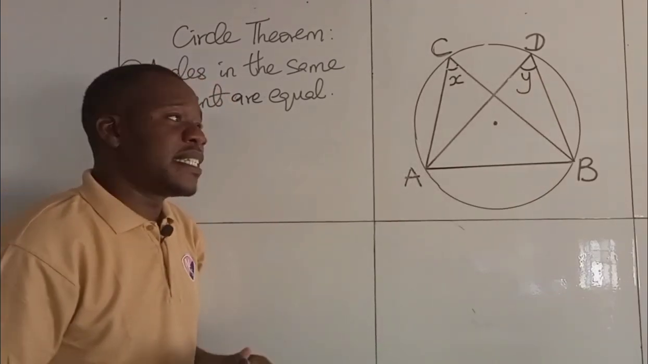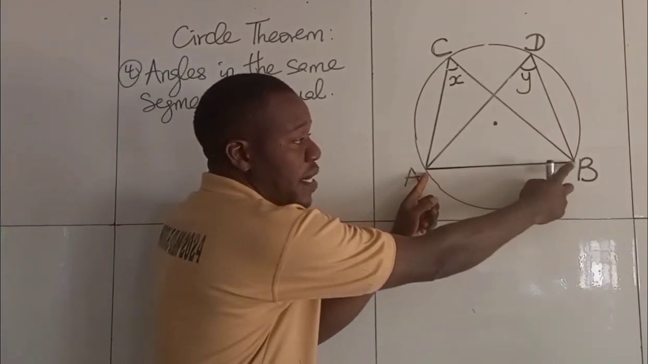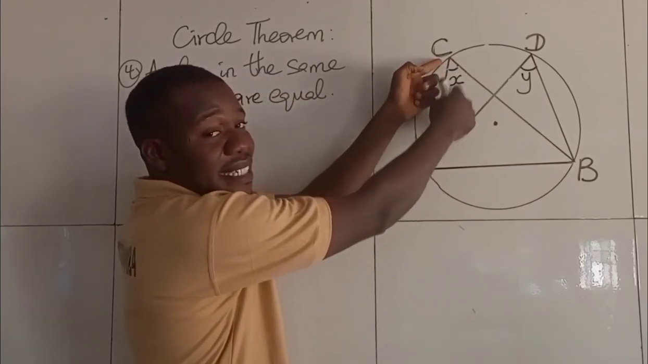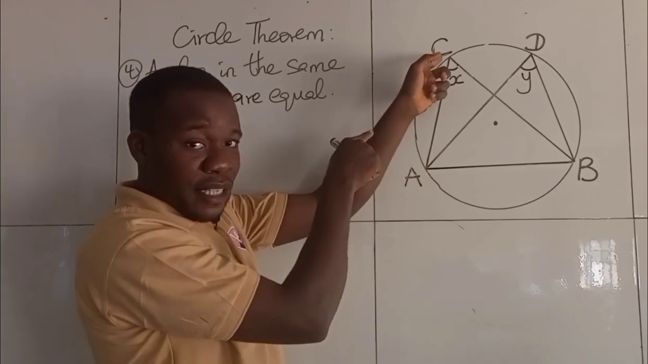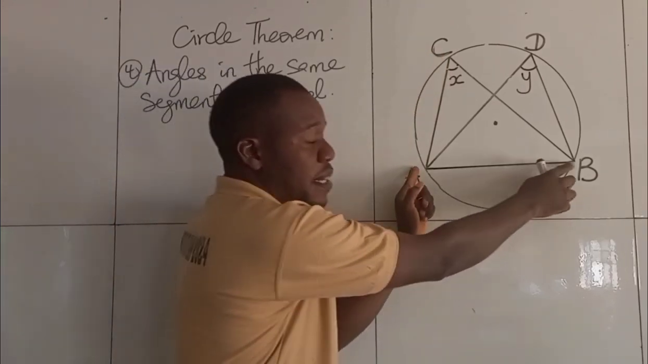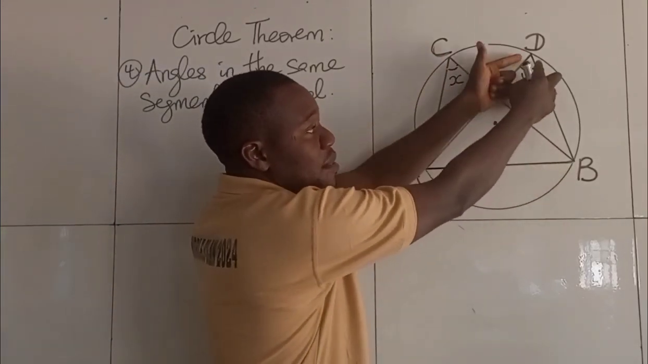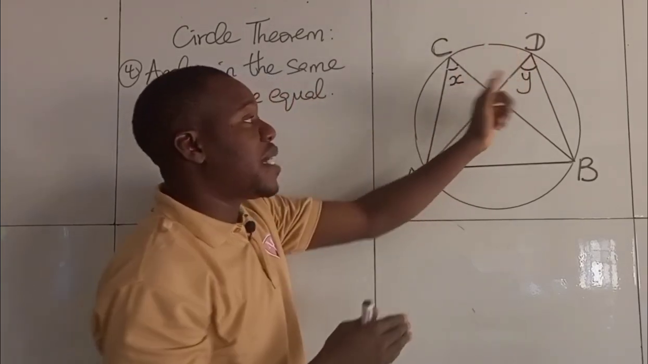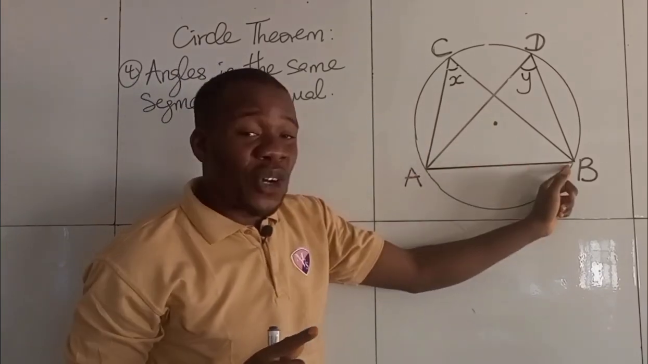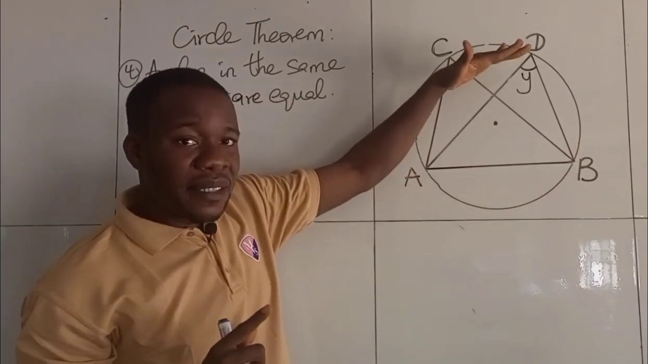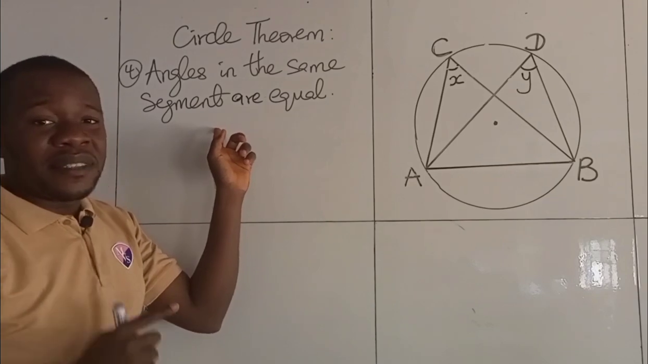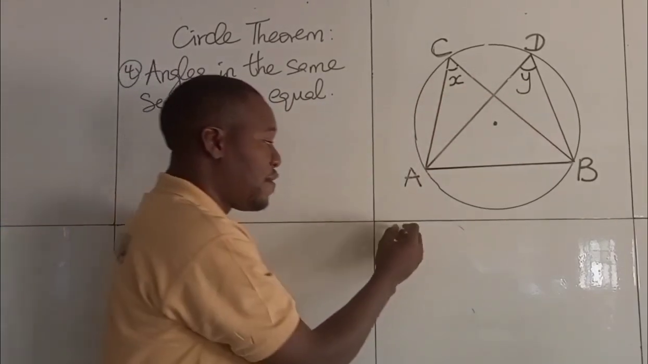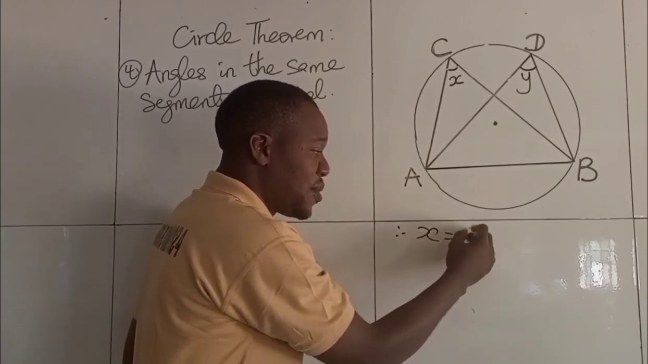Then what happens next? We notice that this chord AB moved down to form the angle X at C in the major segment. The same chord AB moved down to form an angle Y at D at the same major segment. So these two angles are formed by this chord at the same segment. And this theorem is telling us that this angle must be equal to this angle. Therefore, angle X must be equal to angle Y.